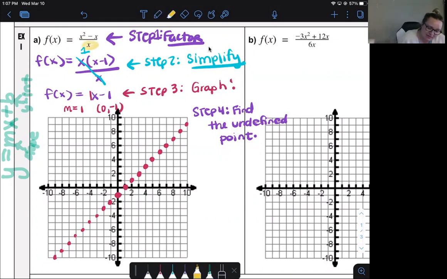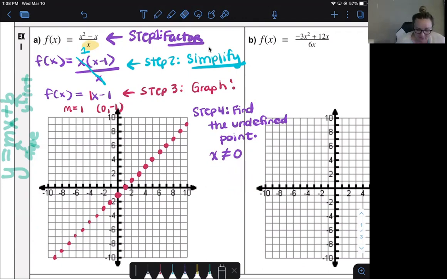So we originally had an x in our denominator. Well, that restriction is that x can't be 0 because if I plug in 0 for x right here, I get 0 squared minus 0 over 0. And I'm not allowed to have 0 in my denominator. That's undefined. So this creates a point that is actually undefined and not included on our graph.